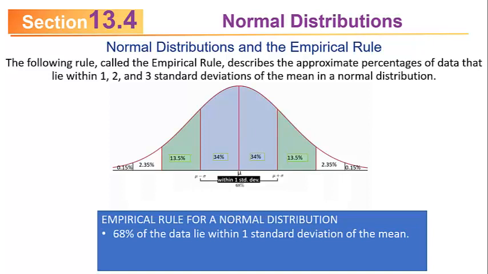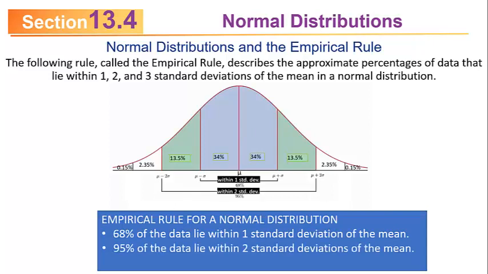The Empirical Rule for a normal distribution says that 68% of the data lie within 1 standard deviation of the mean. Notice if you look at the mean mu, if you move to the left 1 standard deviation, you have 34% of the data. If you move 1 standard deviation to the right, you've got another 34%, approximately, and 34 plus 34 is 68.